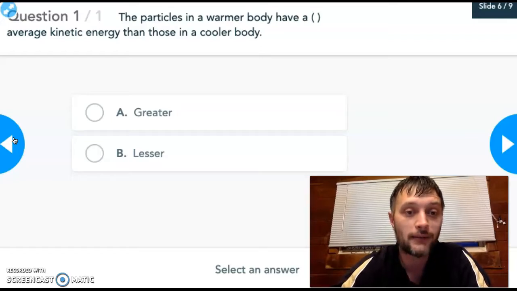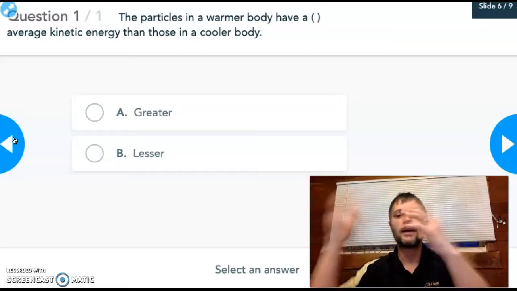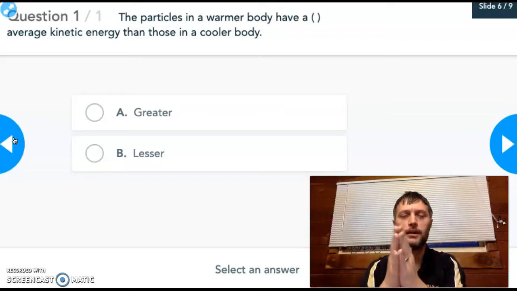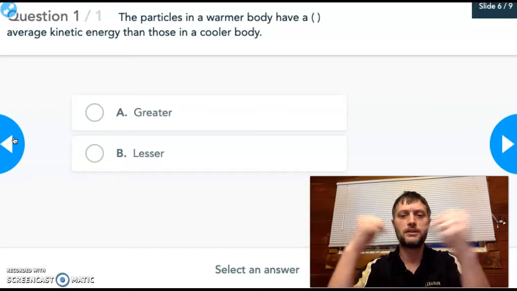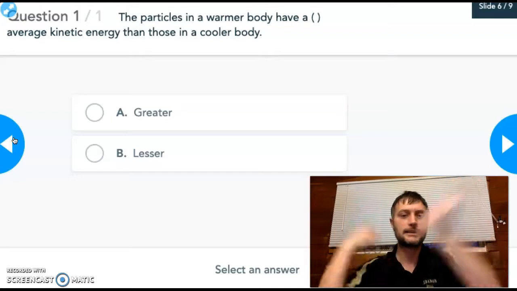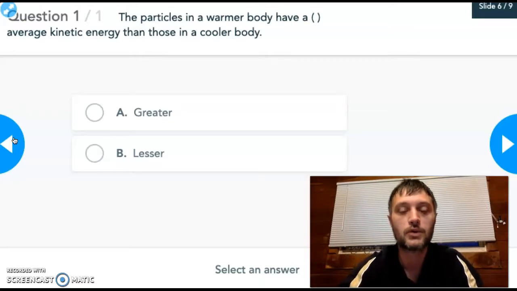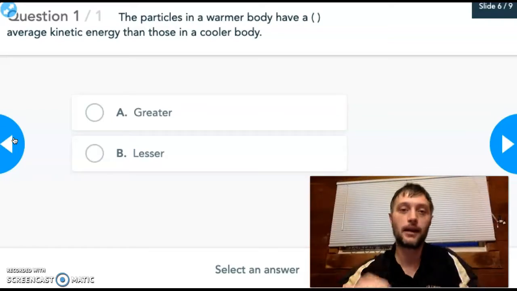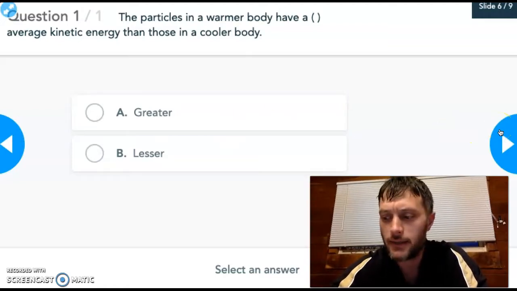Particles in a warmer body have greater kinetic energy than those in a cooler body. I mentioned that a few minutes ago. If you warm things up, they start moving around faster and faster. I did this with you in class, where I was talking about how solids just vibrate, then liquids move around a little bit more, and then gases go crazy. Think about what temperature change accompanies those changes: pretty cool, a little bit warmer. So we've got a lot of energy in the gaseous phase. Hopefully that makes sense.